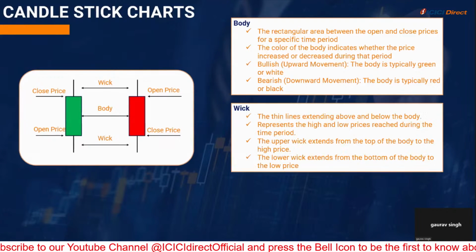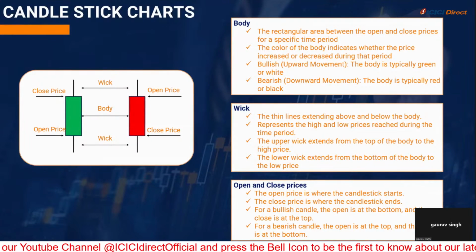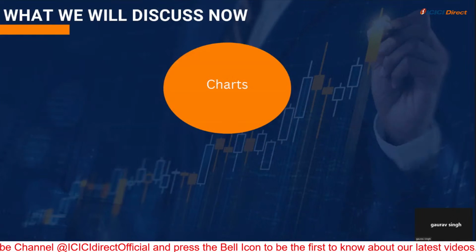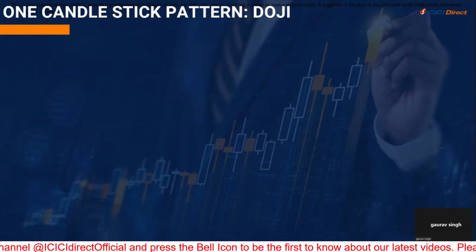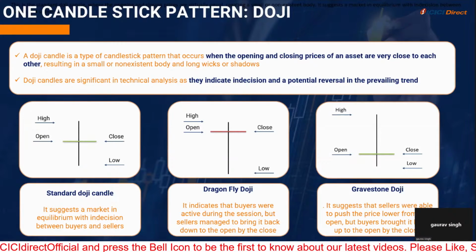Okay. From there, we discussed this in detail. I'm not going into the detail right now. We just spoke about the green candle, red candle, wick, and close price. From there, we went to one candlestick pattern. In one candlestick pattern, we studied doji. We studied three dojis, that is standard doji, dragonfly doji, and gravestone doji.